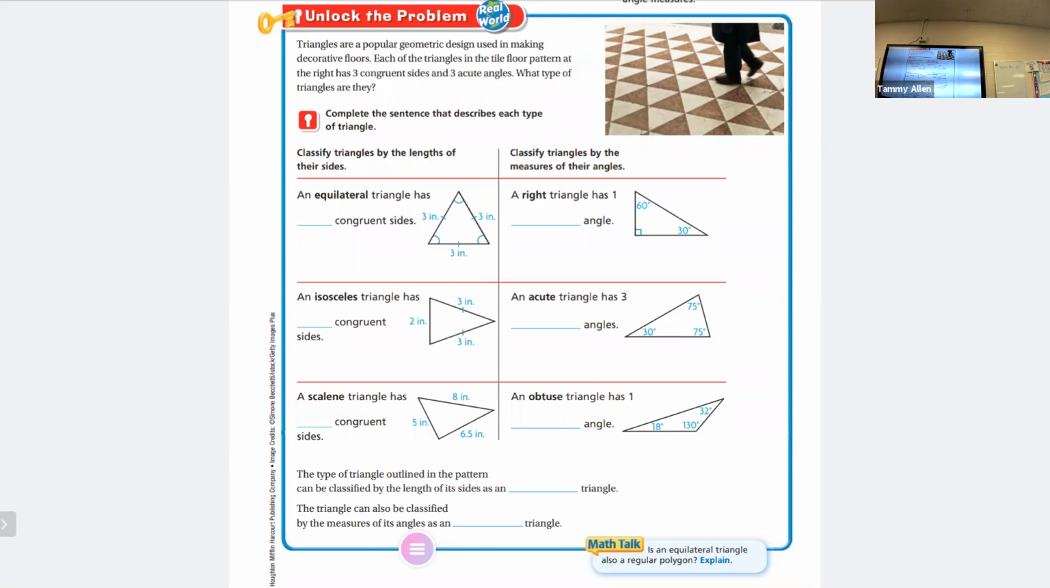Quickly fill in those 6 blanks, going down the left for the 3 and going down the right for the other 3.